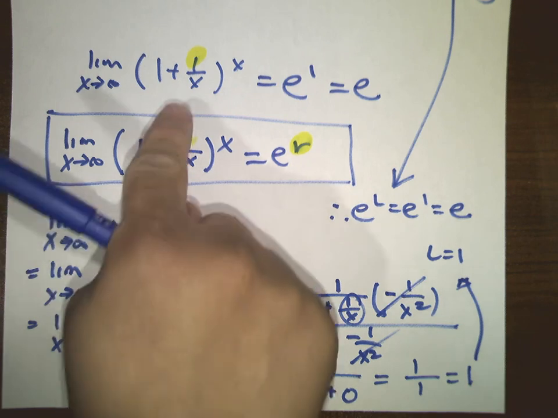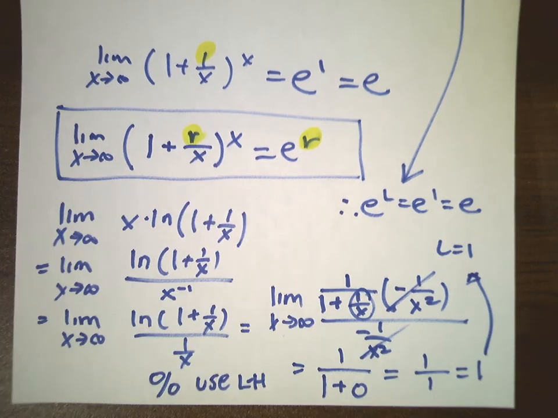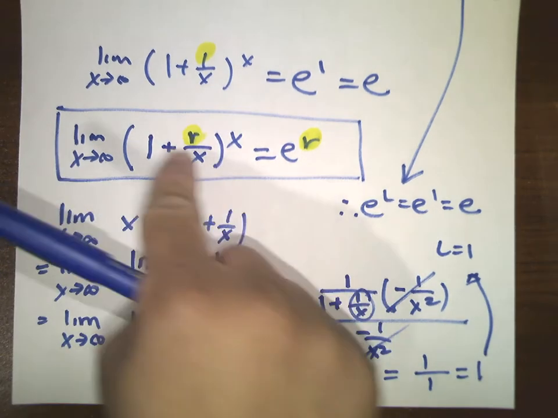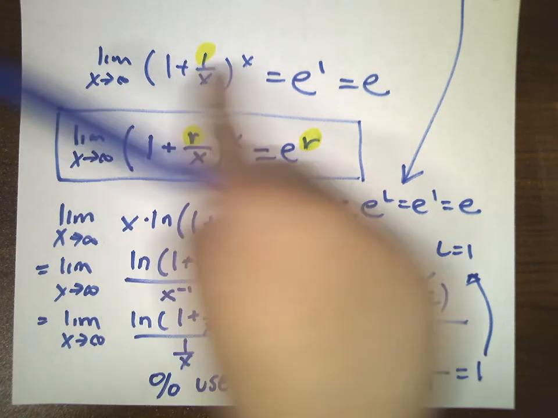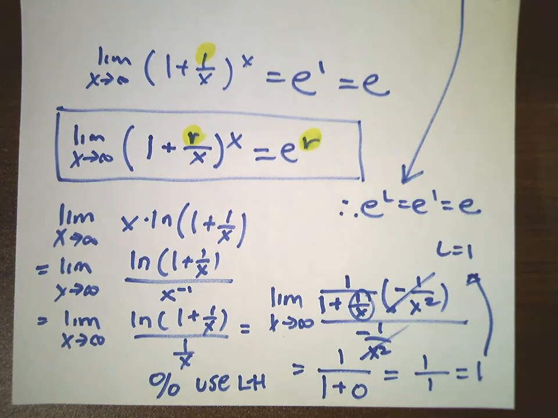Or you could just compare it to this limit that we've had before and say, well, I knew that limit from before, and so that should be e to the r power, and that means that this is e to the first power, and that means that it's equal to e.